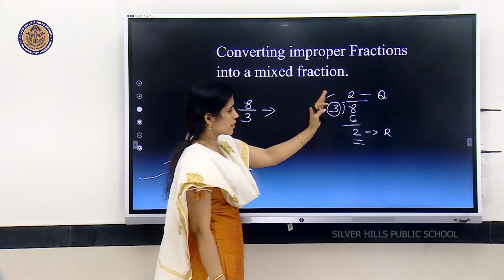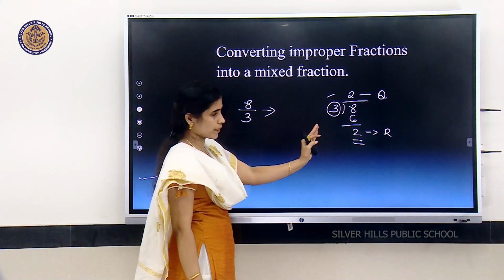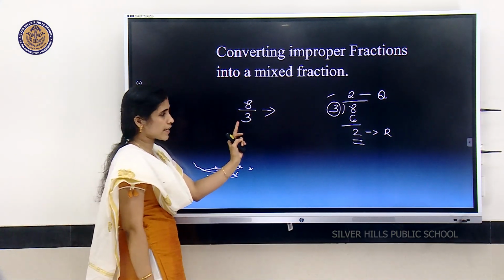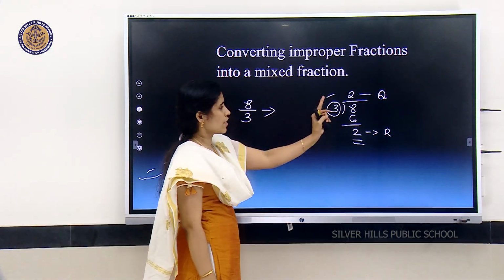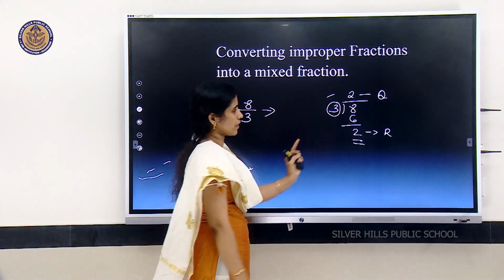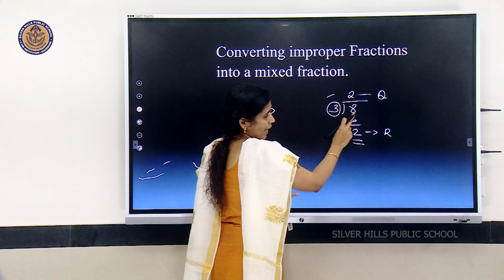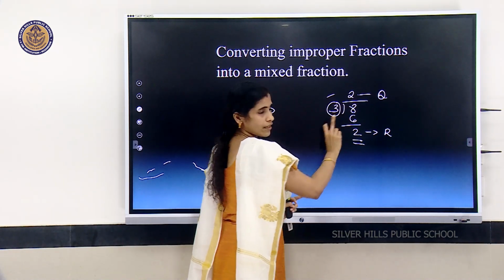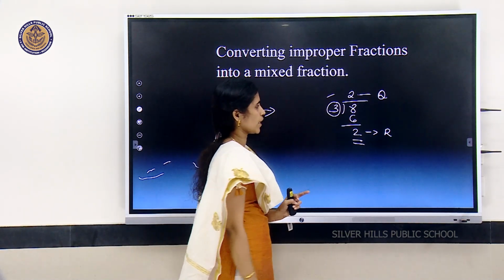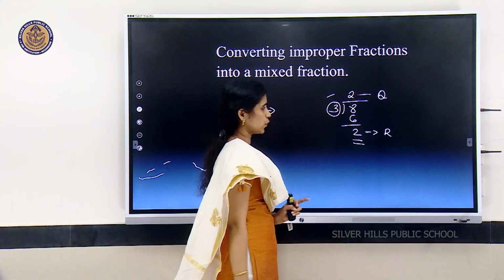First we divide the numerator by the denominator. Here the numerator is 8 and the denominator is 3. So 8 divided by 3. 2 3s are 6. Then subtract 6 from 8. So what is the remainder here? 2 is the remainder and the quotient is also 2.